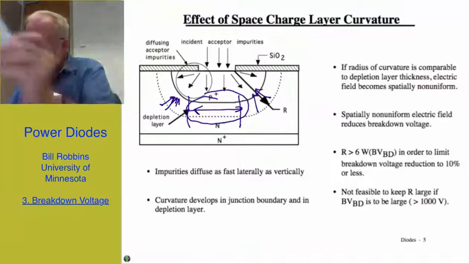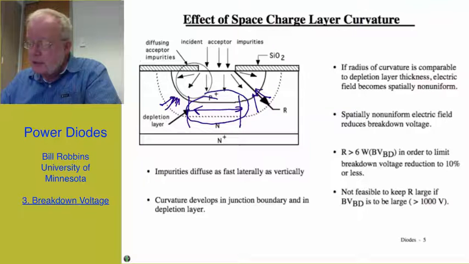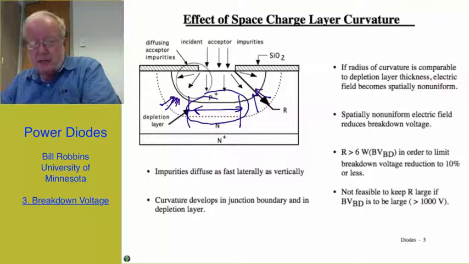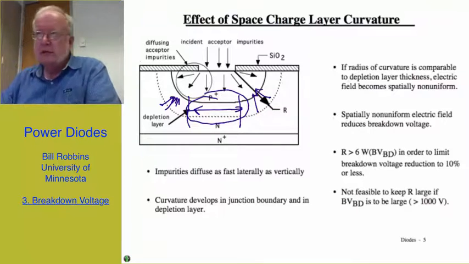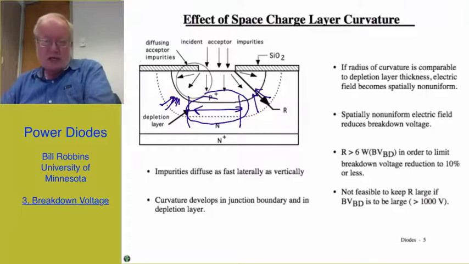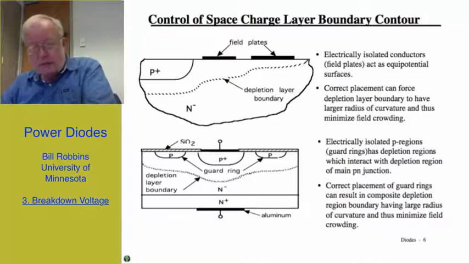Another consideration is that it's probably going to be impractical to have such diffusions that are 6 times larger than the desired width of the space charge layer. For a 1000 volt breakdown, we need something on the order of 100 microns for the depletion layer. 6 times that is 600 microns. It's going to be nearly impossible to make a diffusion as deep as 600 microns. So we want to have some other method of reducing the effect of the field crowding.